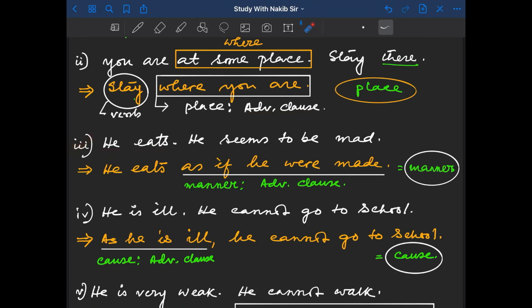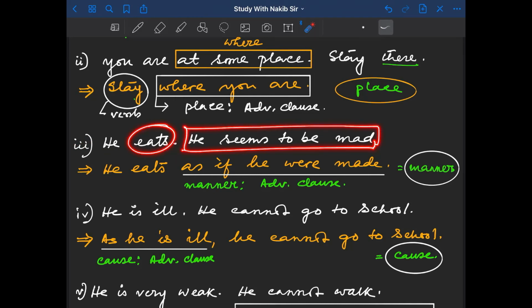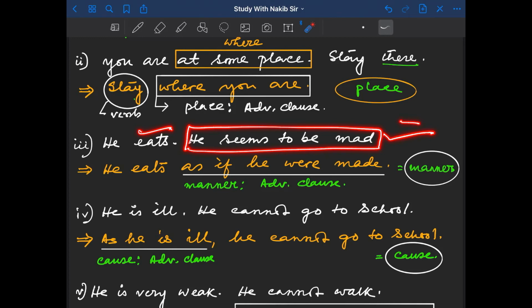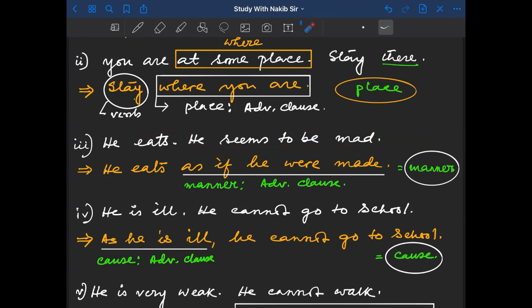He eats. He seems to be mad. He eats how? This one, he seems to be mad, as if he were mad. This sentence, he seems to be mad, is expressing the manner of his eating. For this, it is an adverb clause. Use this adverb clause now here to join these two sentences. See, he eats as if he were mad. This is the adverb clause, okay, expressing manner. If you get this type of sentences, combine the sentences this way. He eats as if he were mad.